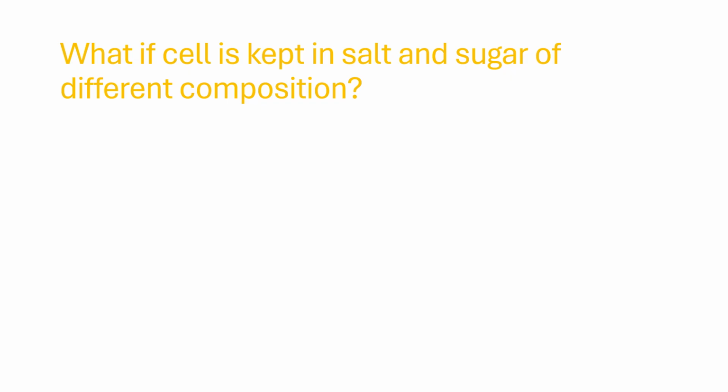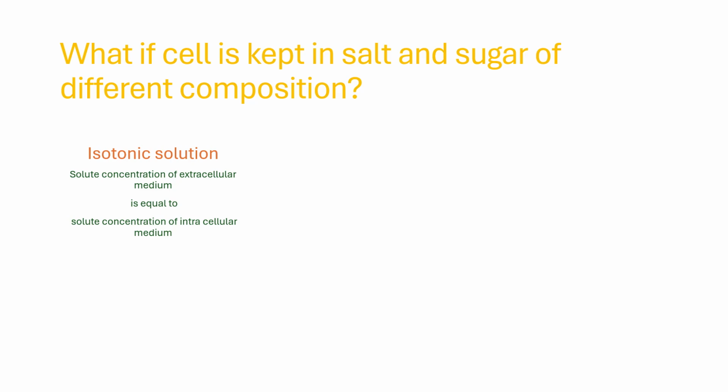Now, what if a cell is kept in salt and sugar solutions of different composition? We have three kinds of solution. First, isotonic solution. Solute concentration of the extracellular medium is equal to the solute concentration of the intracellular medium. And it is outside the cell and inside the cell, solute remains the same. Solute means salt or sugar remains the same. So there will be no change in the cell size.